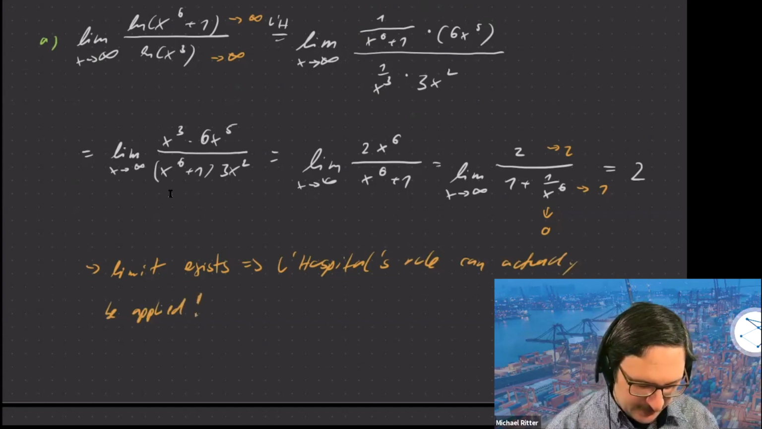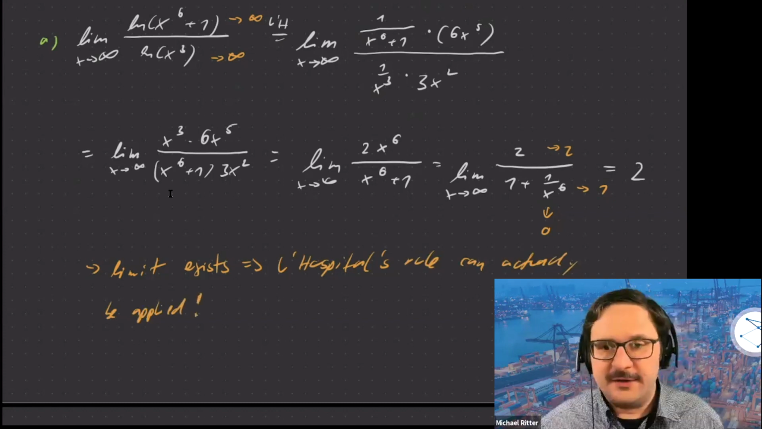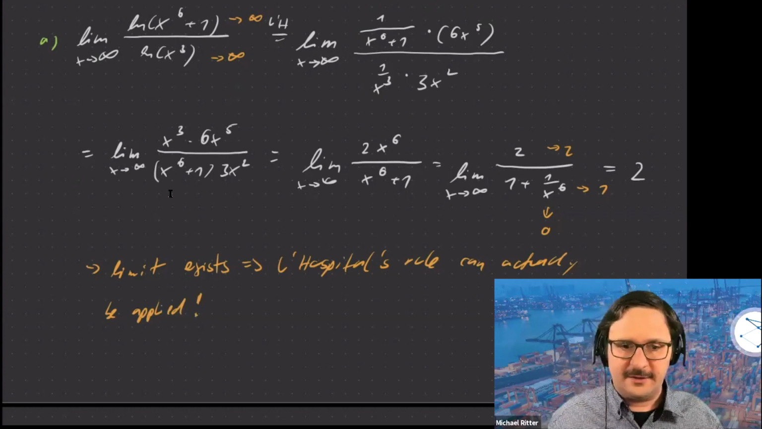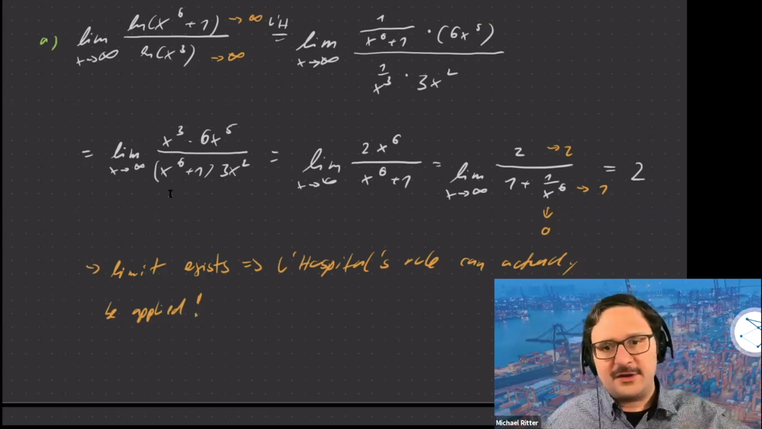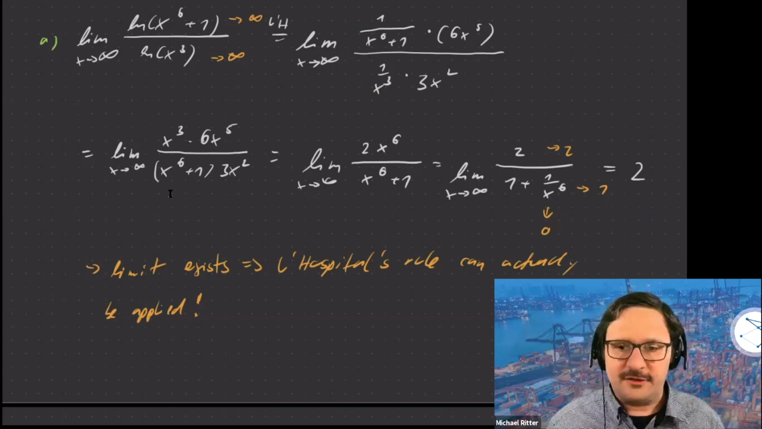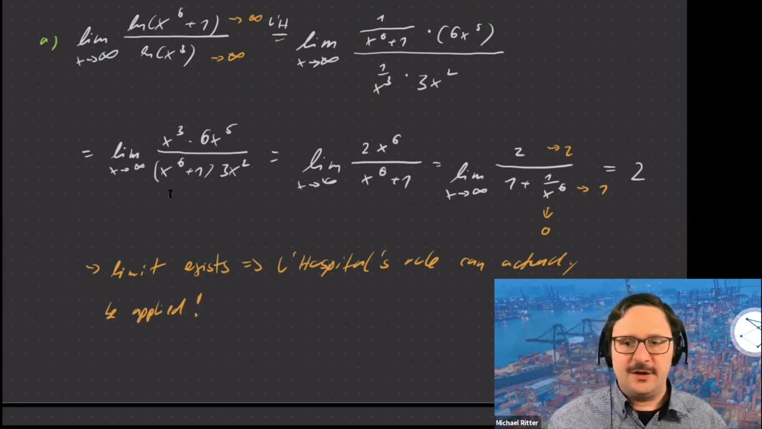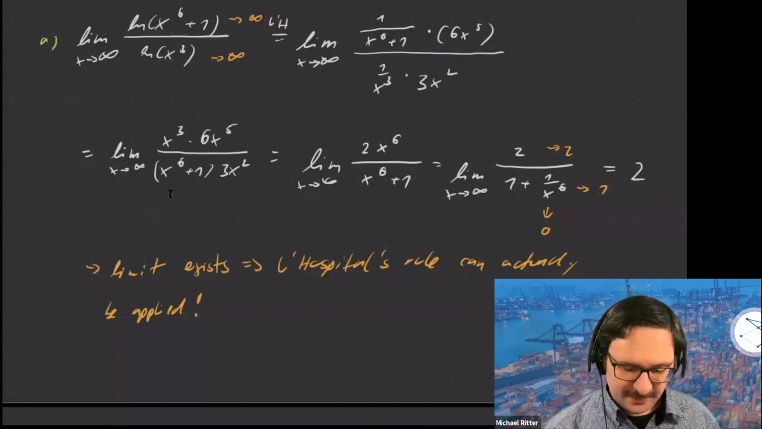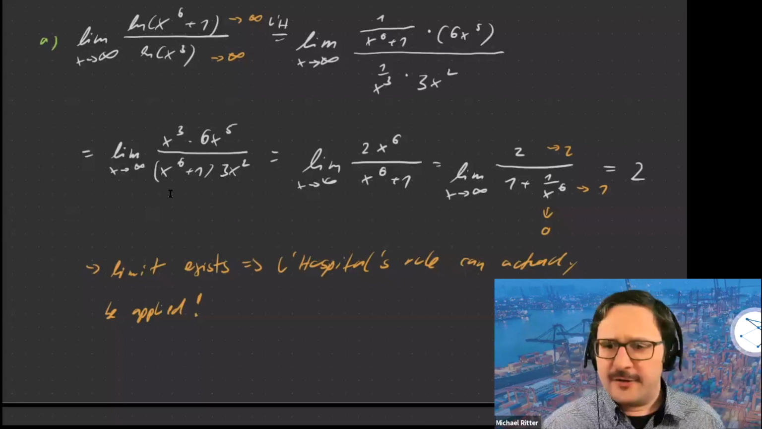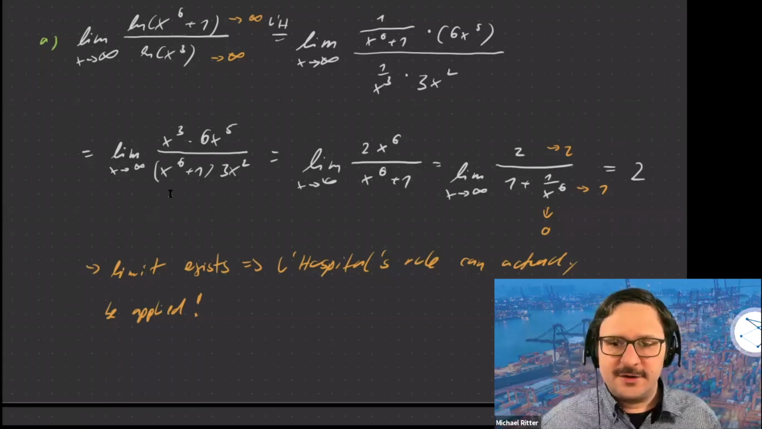Right? If we had gotten something like the limit is infinity, then that would mean the limit does not exist. And thus, the application of L'Hopital's rule was not possible to start with. So we'd have to find some other way to compute that limit in such a case. Okay, are there any questions about that first subproblem?